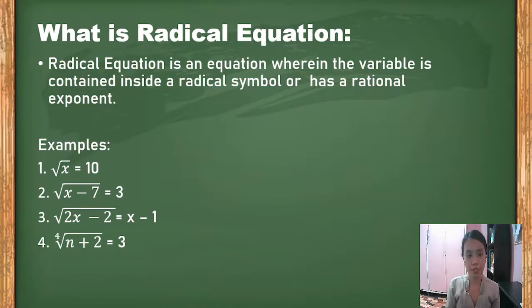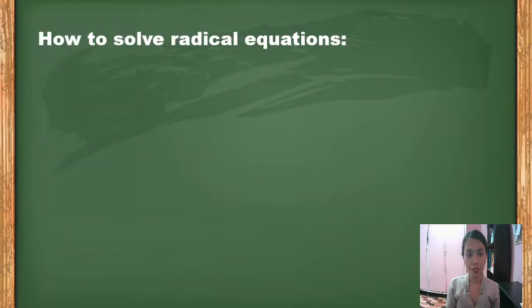So kung mapapansin natin sa ating examples, ang mga variables po ay nasa loob ng radical symbol. So, yan ang tinatawag nating radical equation. So, dahil tayo magsasolve ng radical equations, paano ba natin gagawin yon? Paano ba natin mahahanap ang values ng ating variables?